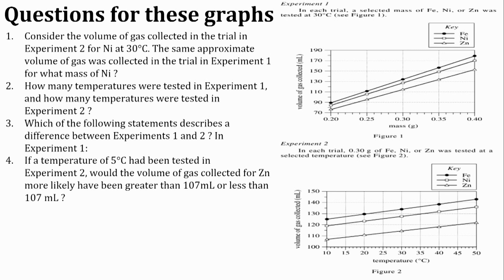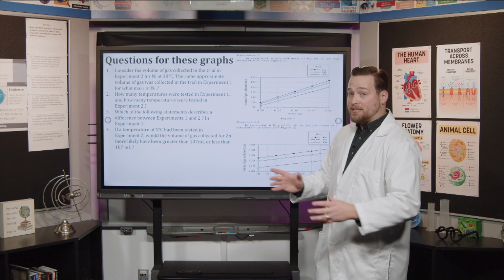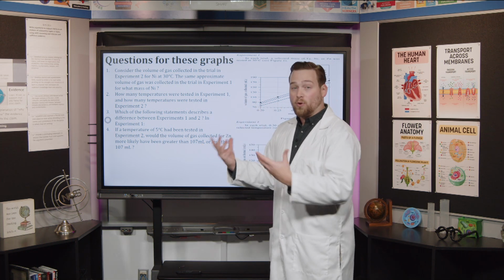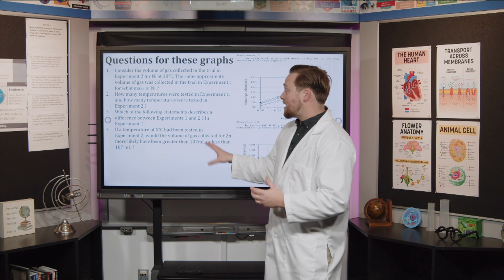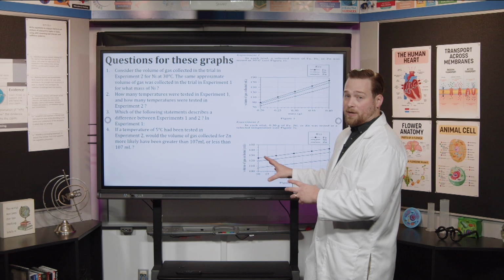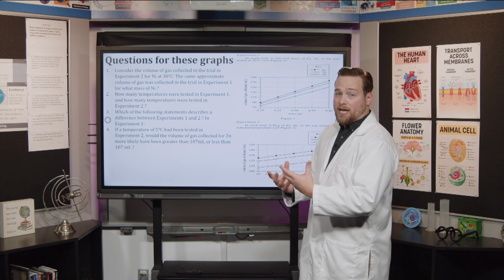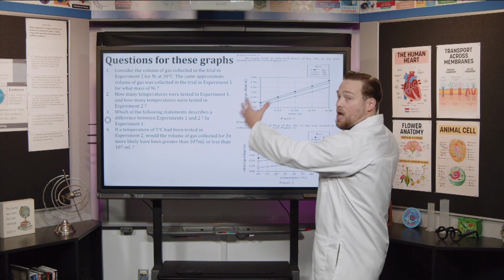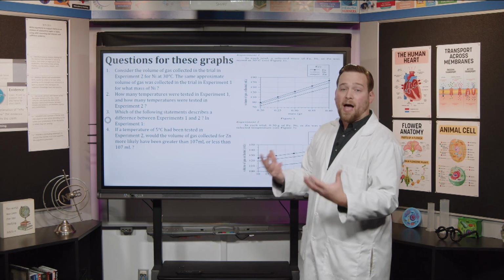Okay, so this one's a little tricky, but let me give you a hint here. This sentence is a key phrase. It said, if a temperature of 5 degrees Celsius had been tested. That means that it was not tested. It's like saying, imagine, or what if we did this thing, right? And so that's telling me that I'm not going to be able to find this point on this graph anywhere. This is something called extrapolation. What I'm going to have to do is find that information in the graph and then project it beyond the range of the graph to find my answer.